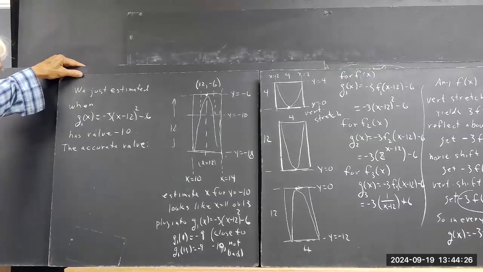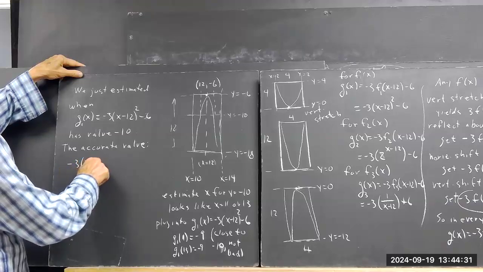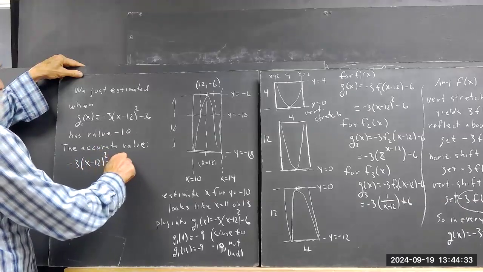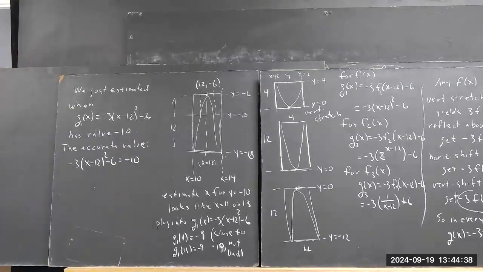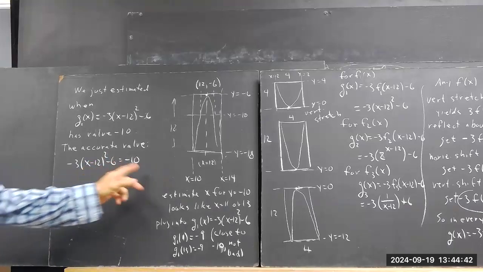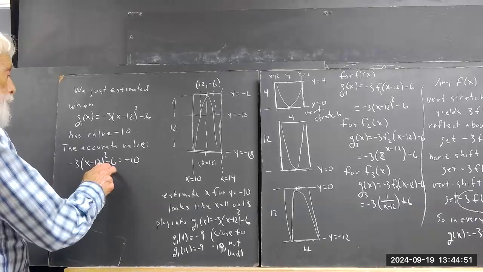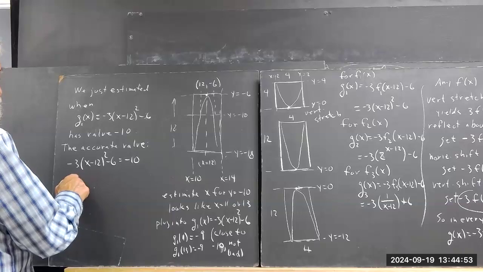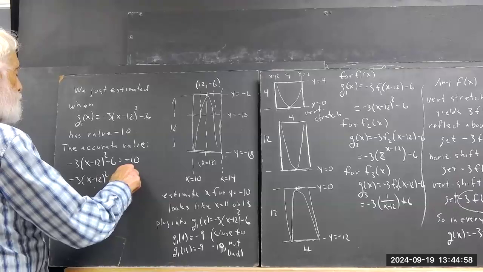Get the accurate value. Oh, you're right: -3 times (x minus 12) squared minus 6 equals -10. That's what you're asking, right? You want this to be true? So you've got an equation. And it's pretty easy to solve that equation. Add 6 to both sides. You get -3 times (x minus 12) squared equals -4.